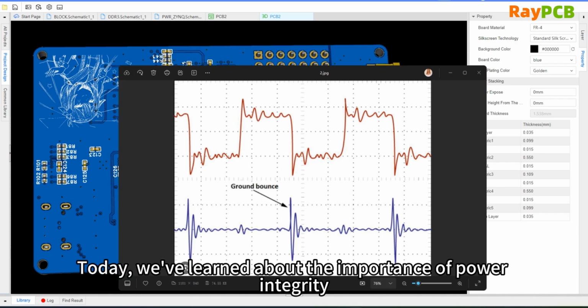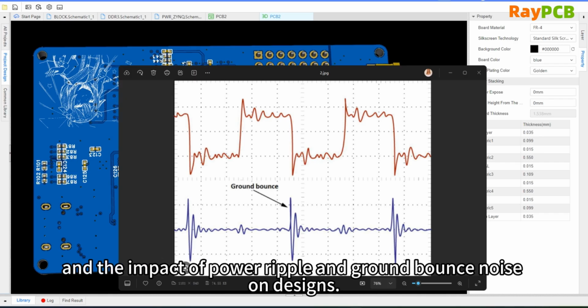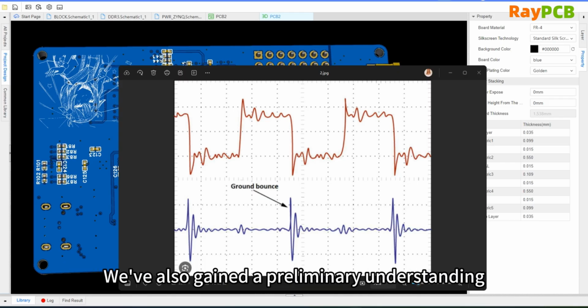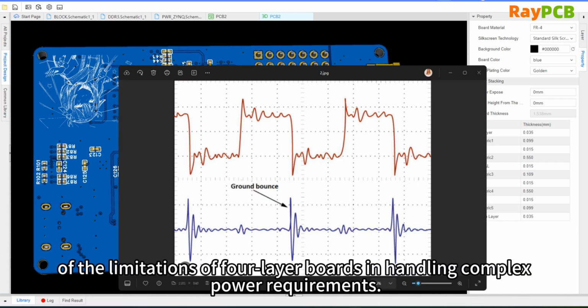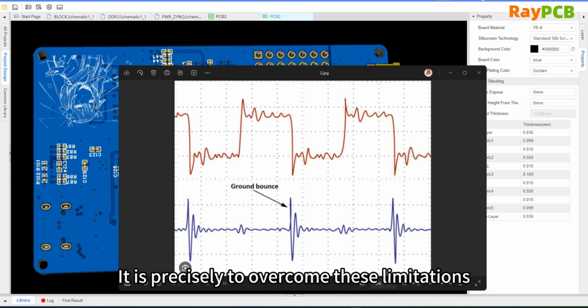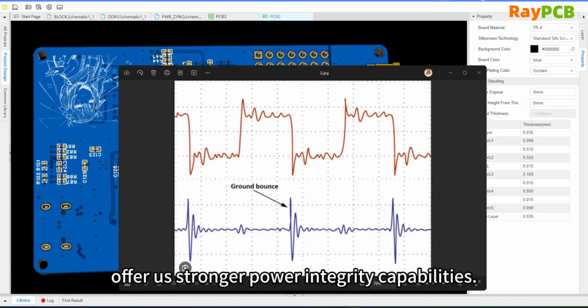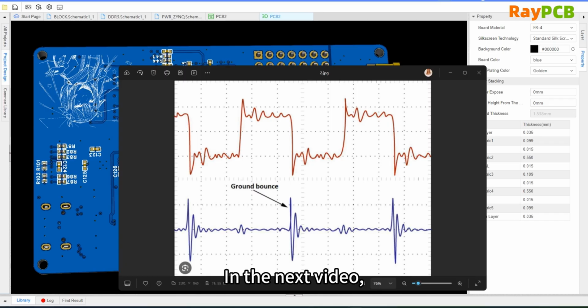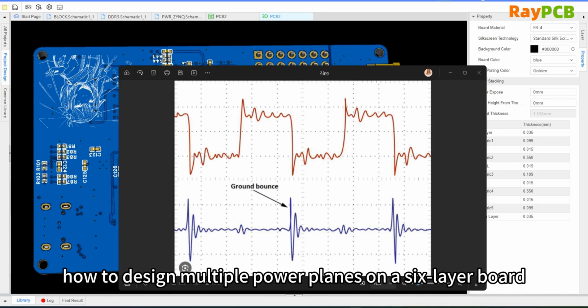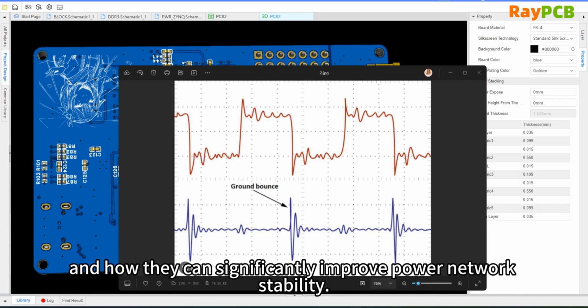Today we learned about the importance of power integrity and the impact of power and ground plane noise on design. We also gained an initial understanding of the limitations of four-layer boards when dealing with complex power requirements, and it is precisely to overcome these limitations that six-layer boards and boards with even more layers are used. This provides us with more robust power integrity capabilities. In the next video, we will delve deeper into how to design multiple power planes on a six-layer board and how they can significantly enhance the stability of the power network.